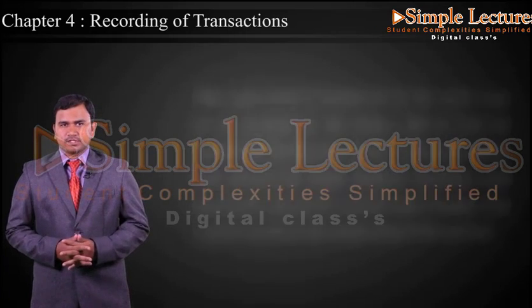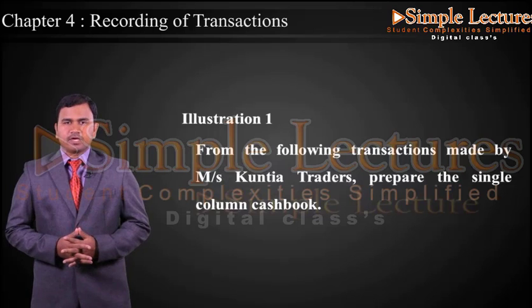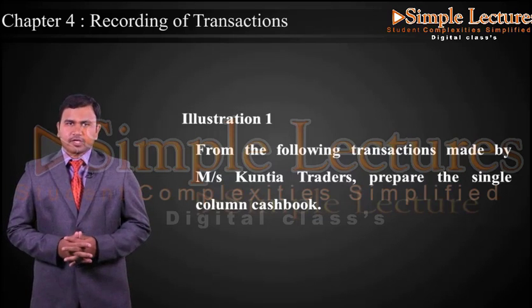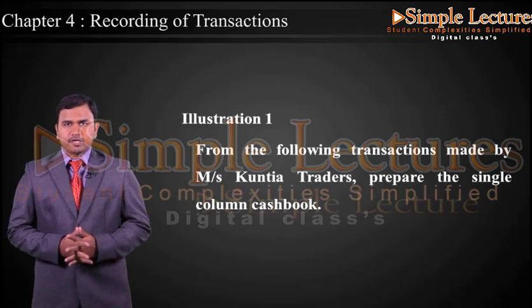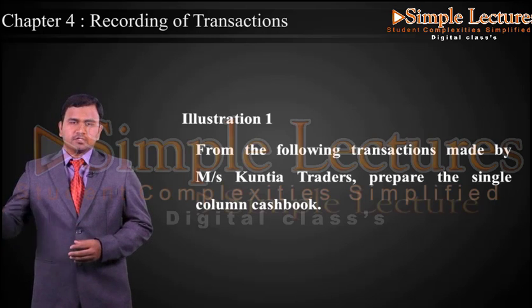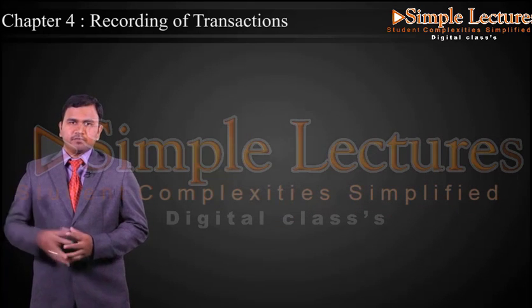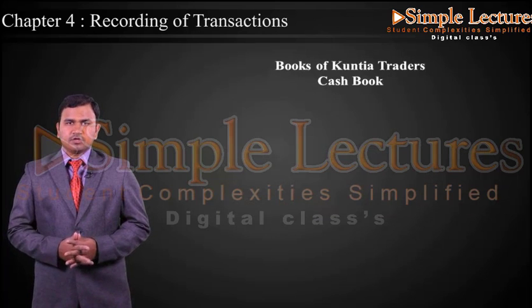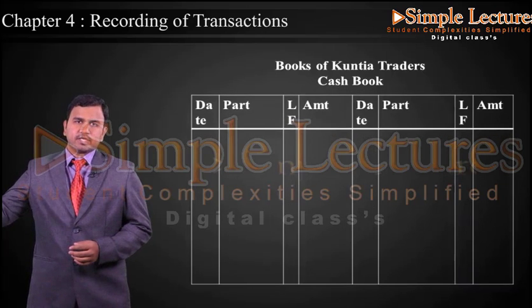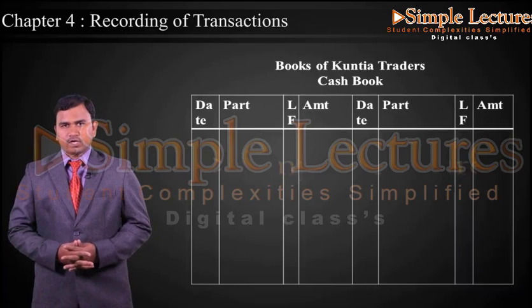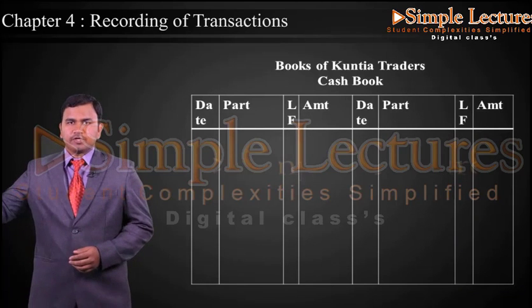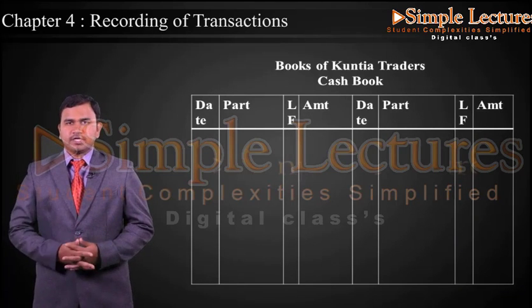So here we have a question: from the following transactions made by Kunika traders, we have to prepare a single column cash book. So let us take the table first. The heading will be cash book in the books of Kunika traders. The format will be date, particulars, ledger folio, amount, again date, particulars, ledger folio, amount. On the left hand side we are going to record DR, and on the right hand side CR.